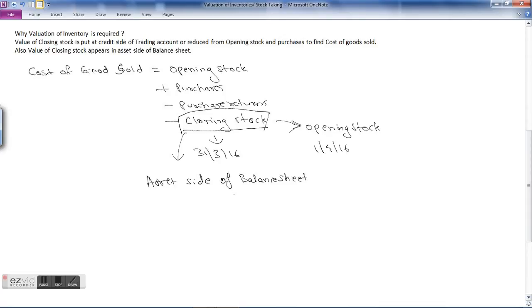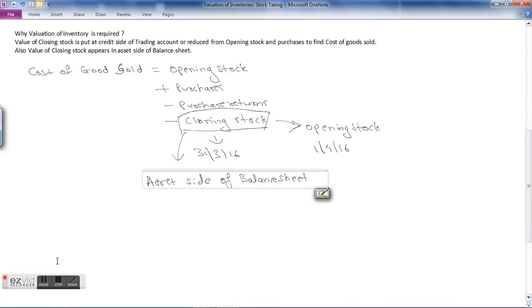Now, apart from this, the closing stock is also considered as an additional security for the purpose of loan. In that case, at the end of every month or every quarter, depending on your bank policy, you need to submit the value of your inventory at the end of the month, every quarter, or at the end of the year to the bank. Okay, so that is why it is very important to value your inventory.